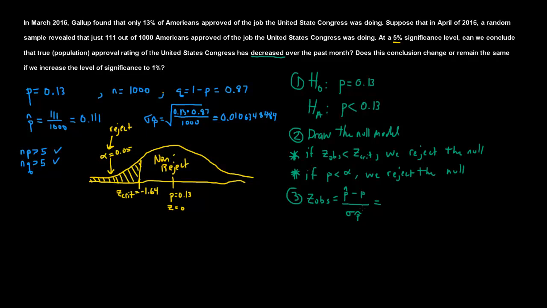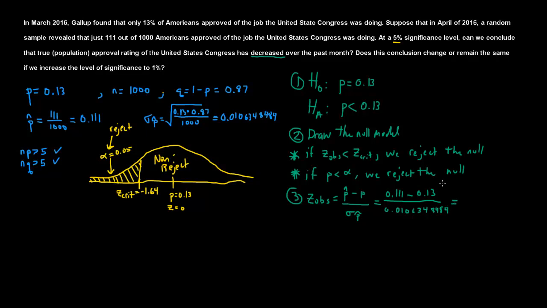Okay, so p hat is 0.111, P is 0.13, and the standard deviation of the sampling distribution is 0.01063 (0.8484). Now, let's see what that equals.